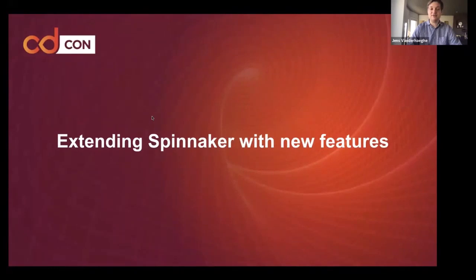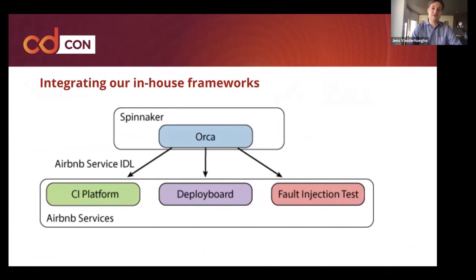Let's also talk about how we've extended Spinnaker with new features, new functionality. How did we do that? Well, Spinnaker is very flexible. Specifically, Spinnaker's Orca service, or its orchestration service. What we did is we taught Spinnaker's Orca service to speak Airbnb service IDL, or interface definition language. So what's IDL? It is an abstraction layer on top of HTTP that is strongly typed, and that allows Airbnb services to communicate with each other.